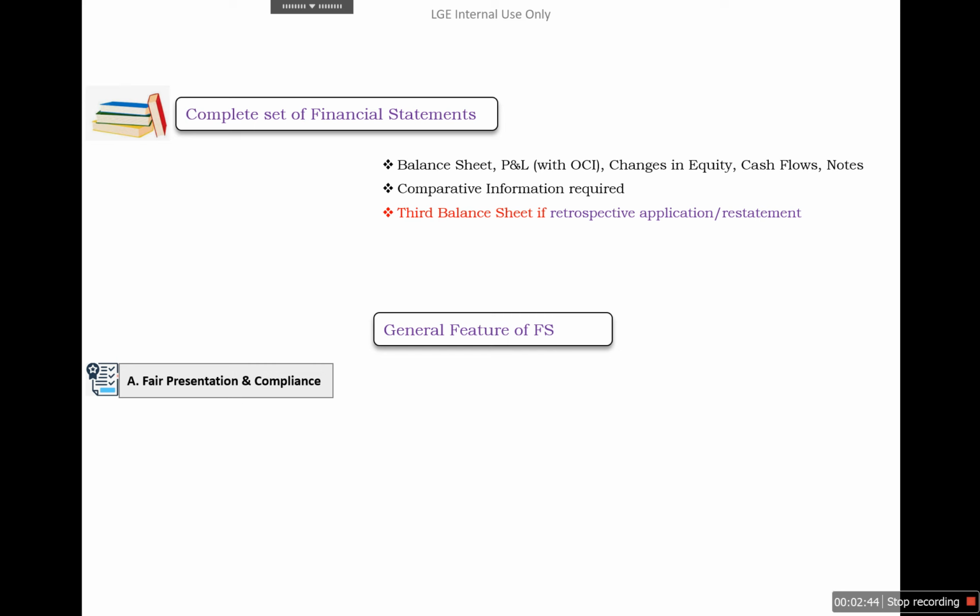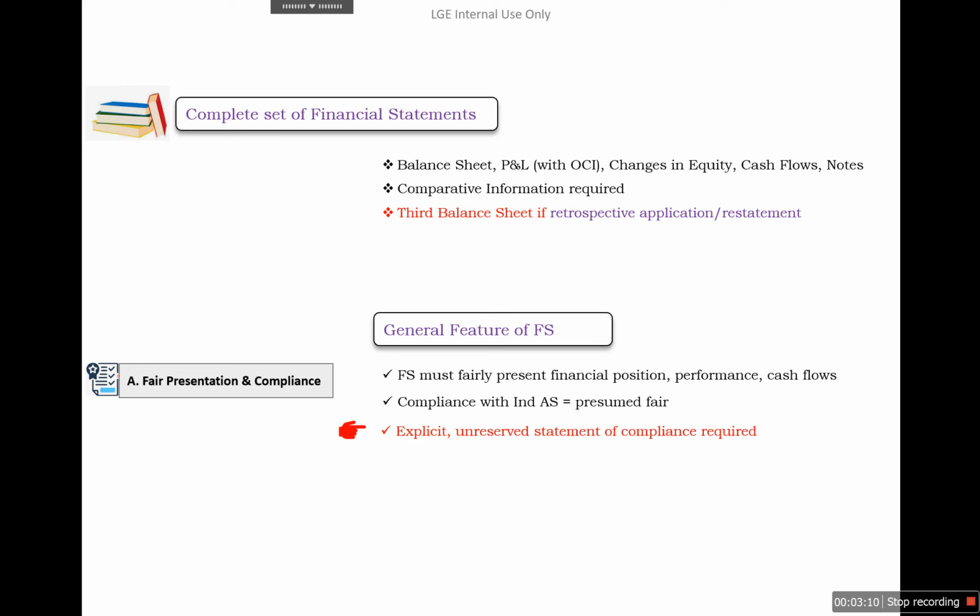So the general features of the financial statements: first, they should present a true and fair presentation and be in compliance with the accounting standards. Financial statements must fairly present the financial position, performance and cash flow, and this will happen when they are in compliance with the accounting standards. When in compliance, Ind AS says it is presumed that they present a true and fair presentation, and management needs to give an explicit and unreserved statement of compliance with Ind AS while presenting the financial statements. And enterprises cannot claim compliance unless all the Ind ASs are followed.